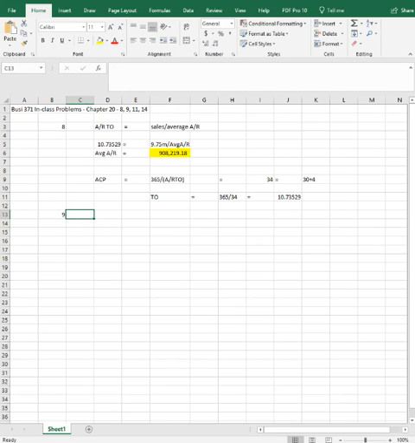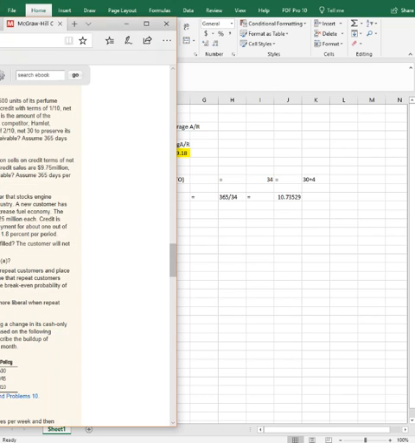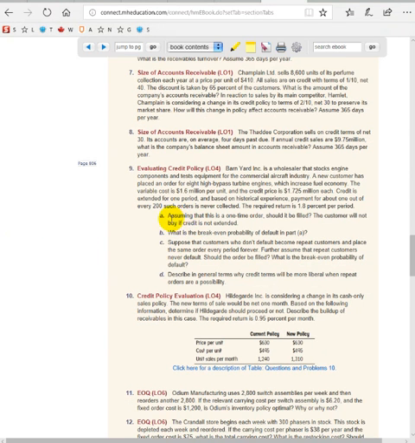Next question, number 9. We're evaluating credit policy. And so we need to read the required. The first required is, assuming this is a one-time order, should it be filled? The customer will not buy if credit is not extended. And then what is the break-even probability of default? And then suppose that customers who don't default become repeat customers who place the same order every period forever.